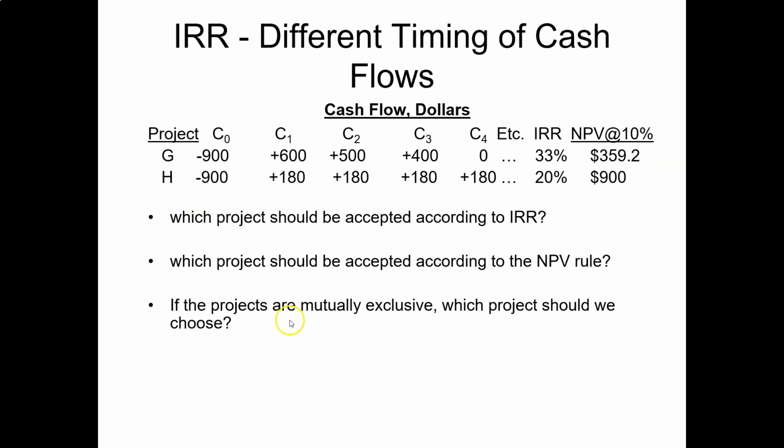However, if we are in a situation where Project G and Project H are mutually exclusive, we have to make a choice. Then we should use the net present value rule. So now we can find that given Project G and Project H are mutually exclusive, we should select Project H, because the net present value of Project H is higher than the net present value of Project G.